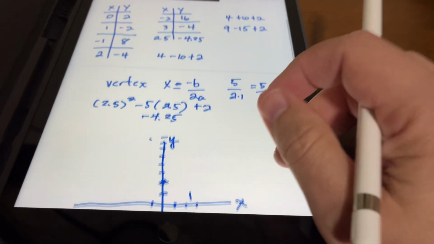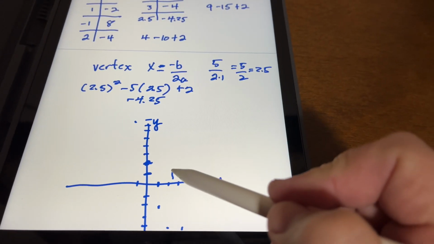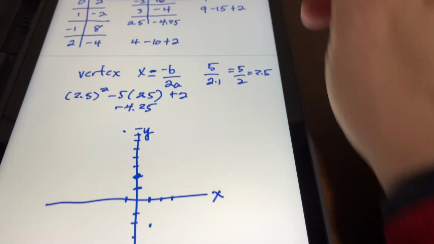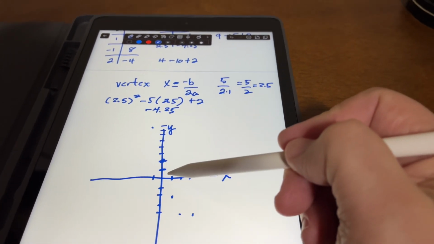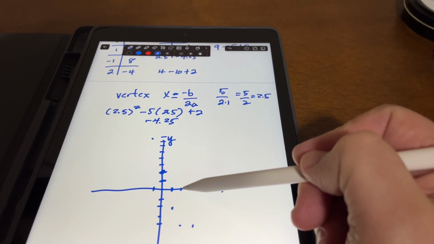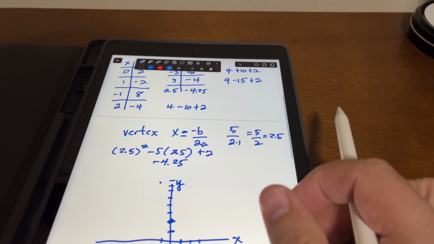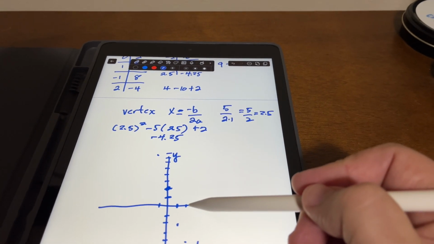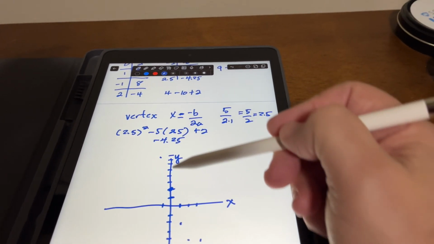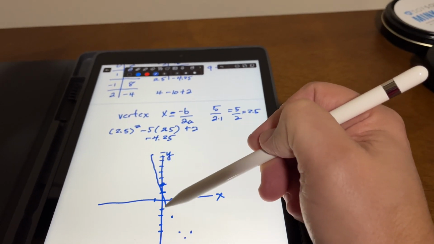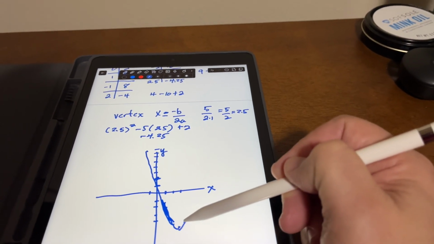So let me clear this up real quick. There we go. Okay, so then I'm going to graph 2.5, and what was it? Negative 4.25. So it's a little bit lower than this. So that's the vertex. So I can kind of tell what's going on. So this looks like this as I connect to these. Oops. Fill this in, it hits there at the vertex and it begins to go this way.